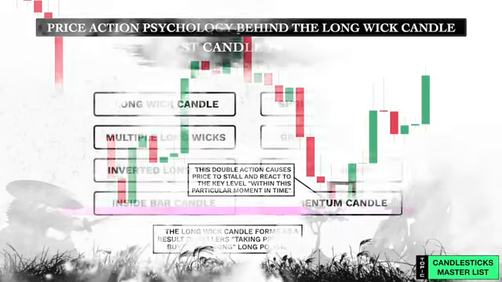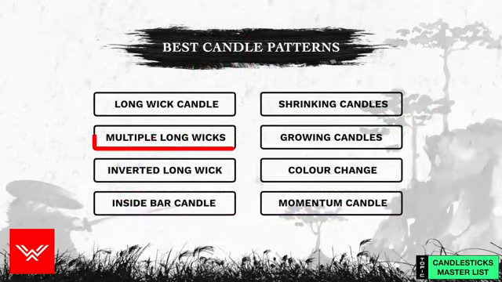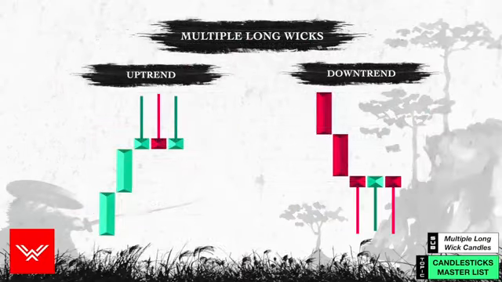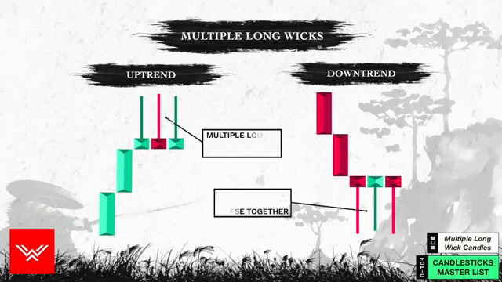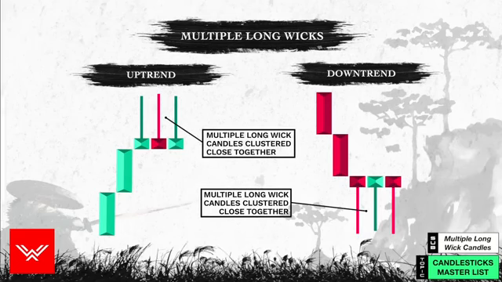So next, multiple long wick candles. Exactly like the name of it states, this is where you have multiple long wick candles clustered together. Now on the charts.